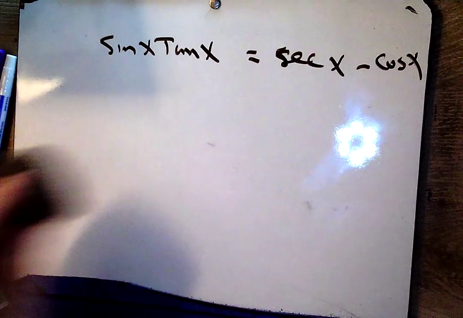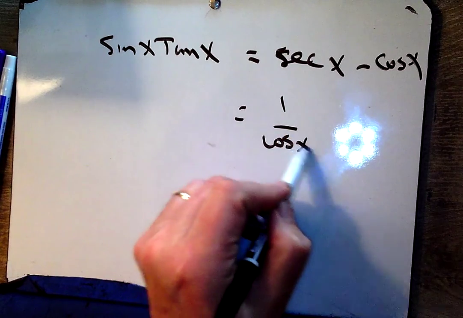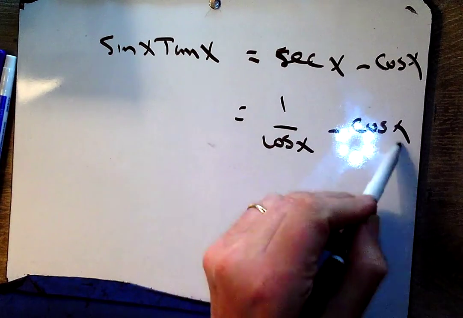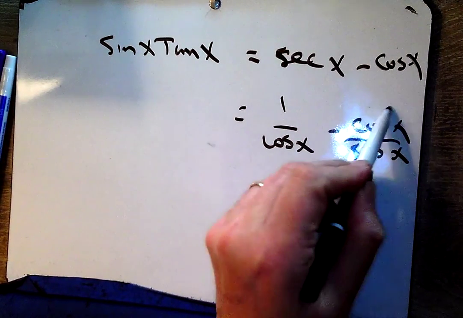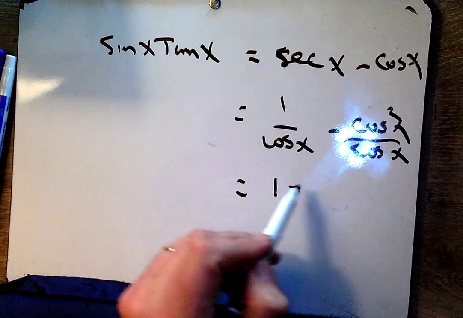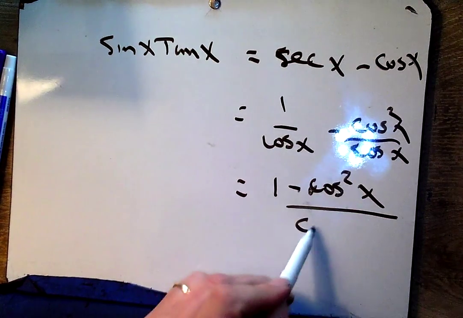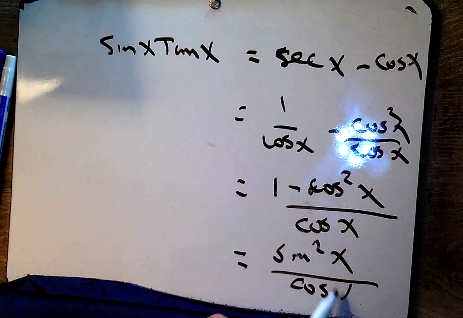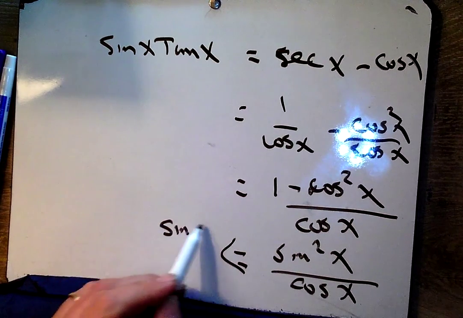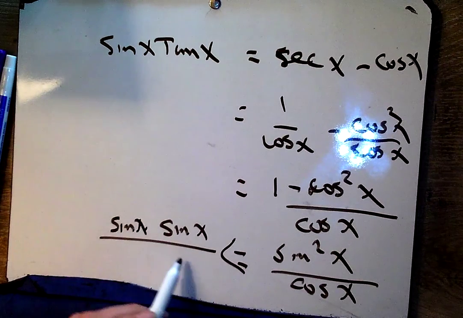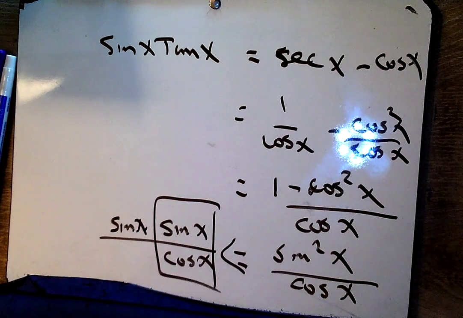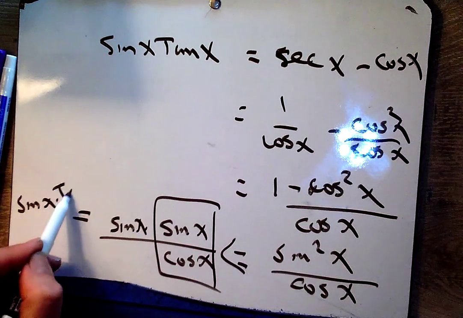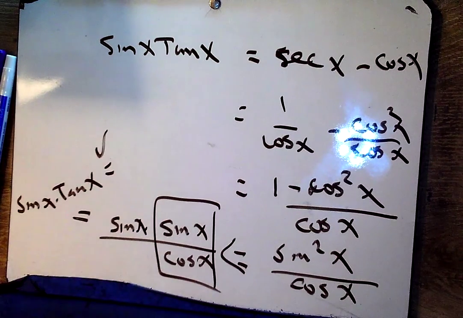Working the other side of the problem, I've got 1 over cosine minus cosine. I want to take 2 things and turn them into 1 thing. I better make a common denominator. So I multiply over here by cosine over cosine. 1 minus cosine squared. Well, I know that 1 minus cosine squared is sine squared, over cosine x. So that could be written as sine x times sine x, and I could just put that cosine x under one of them. And so now I've got sine x times tangent x. And we're all done. Okay?